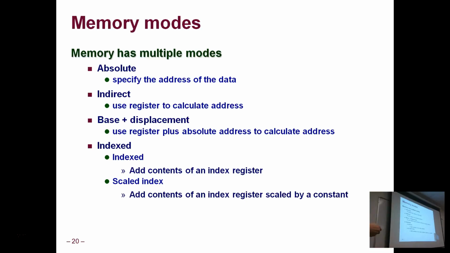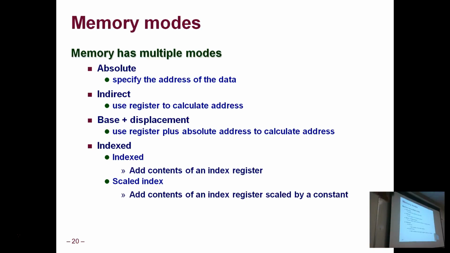This is like dereferencing a pointer, where your pointer is stored in a register. So that's why that mode exists. You have a base plus displacement. So I have a base address, and I want to go a constant number of addresses away from that base address. So your base is stored in a register, and then you're doing an offset from that base.